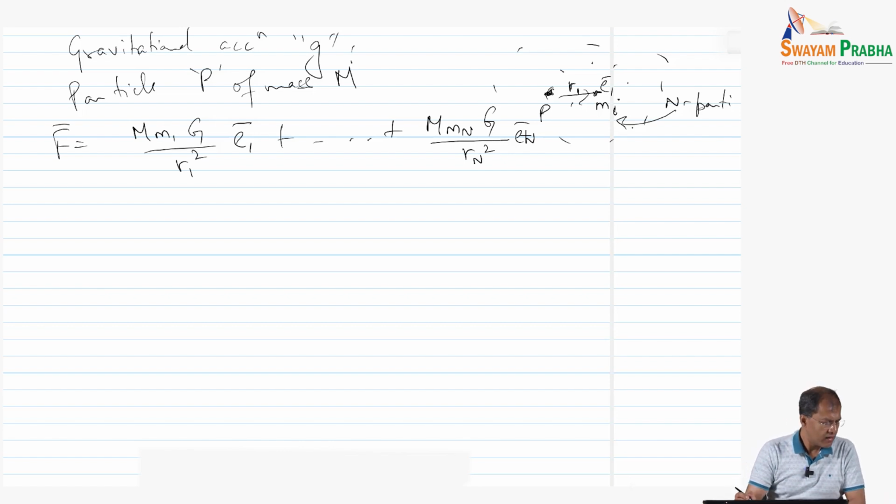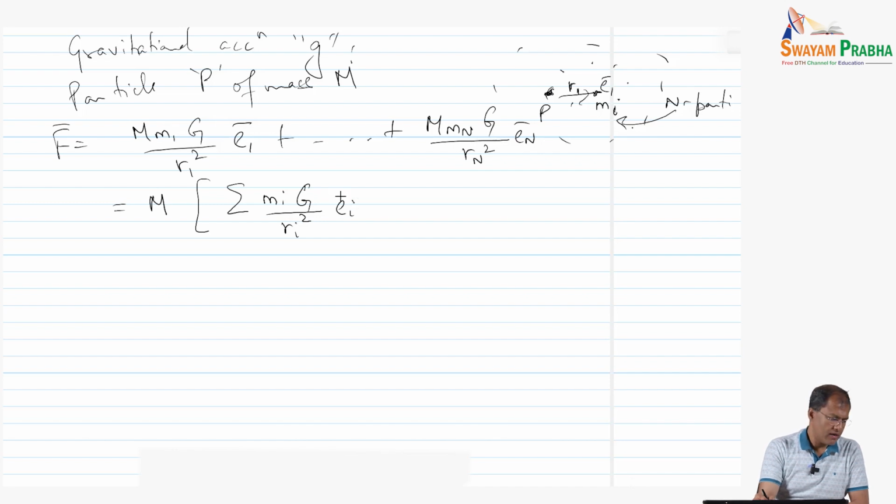And then from here I can take this common thing out. So this is m times summation mi times g divided by ri square ei, right? So this is my net sum of the forces, and we see that this force is due to the inertia. So this particular force is also due to the inertia of the masses mi's.